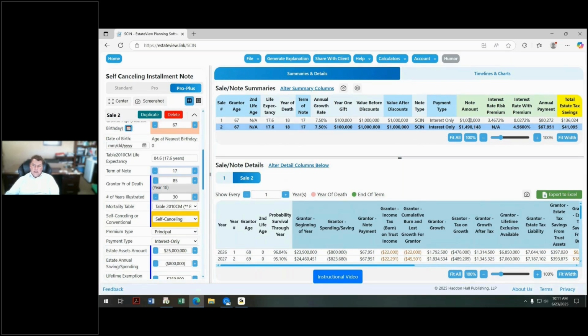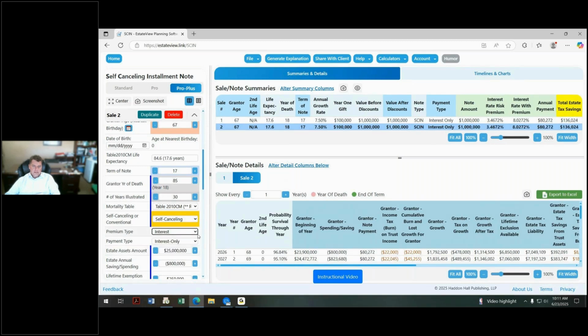And instead of $1 million, what happens is that you need to increase the principal to $1,490,148. And you keep the interest rate at the 4.56%, which is the AFR. There's no interest rate premium that gets added. So 4.56, and what results is that the annual payment actually is less, 67,951. But if you do survive to the end of the 17 years, then the principal payment at the end, instead of the $1 million back, is the 1,490,148. All right, so that's just an interesting item to look at.